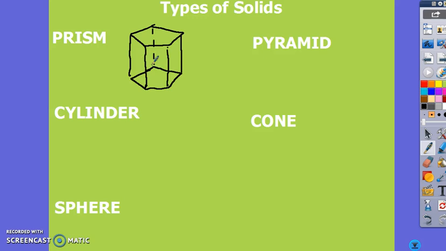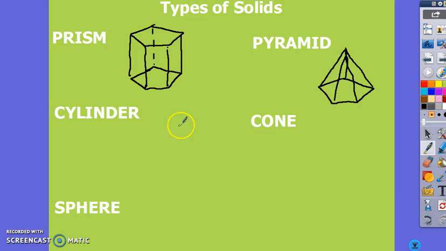A pyramid, same idea, except there's only one base. So you'll draw a shape. I like to just put a dot above it, and then everything connects to that one dot. Pyramids just have one base, and every vertex of the base connects to that other vertex.